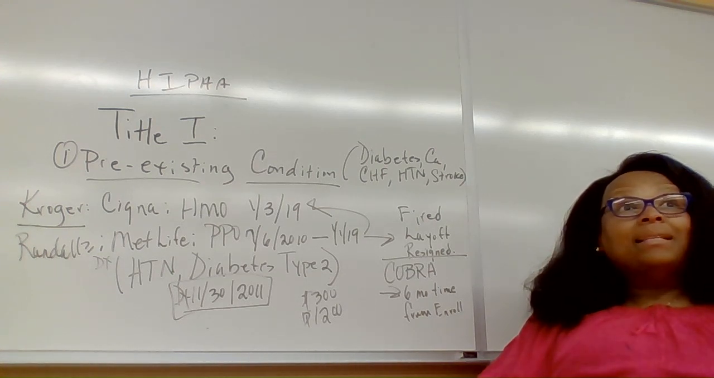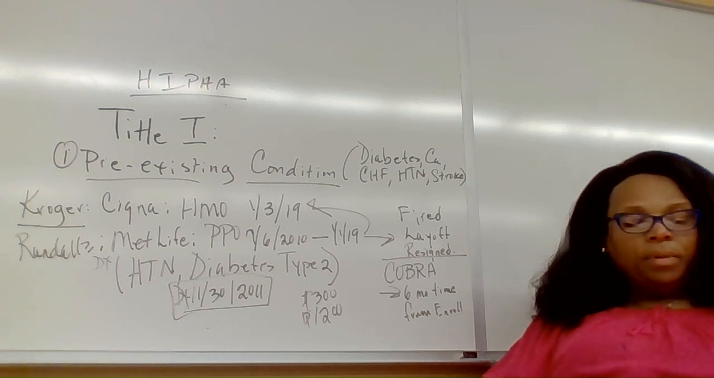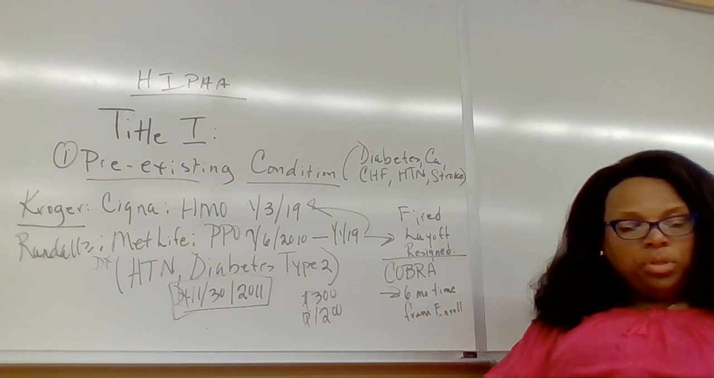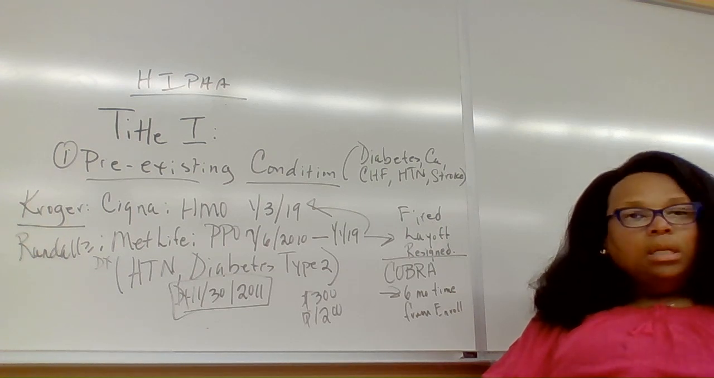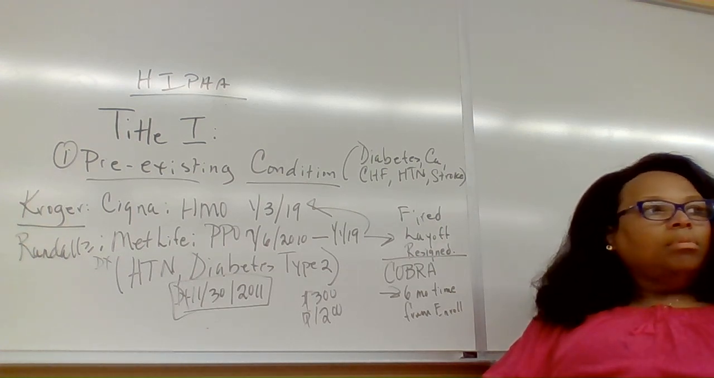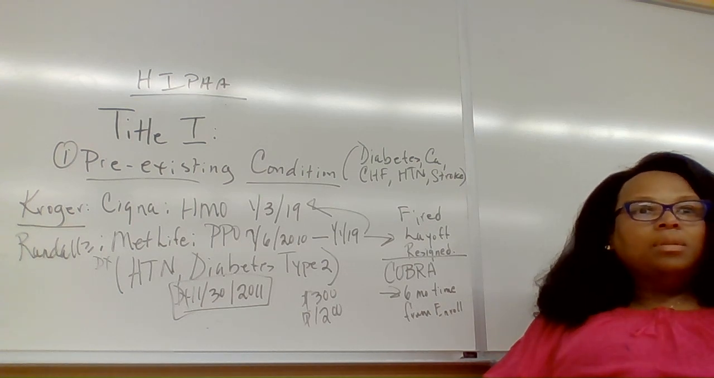I usually max out, like I did this year. I maxed out my $4,600 in March. I had a blood transfusion. I had pneumonia. I had surgery. So it was like, now it's all free. Everything is just like, okay.